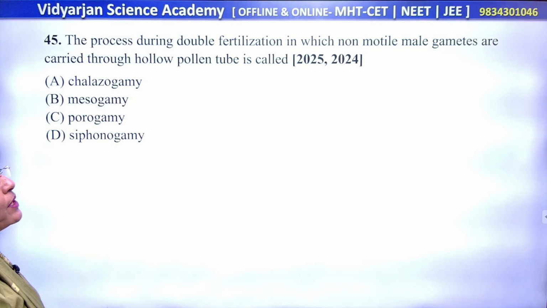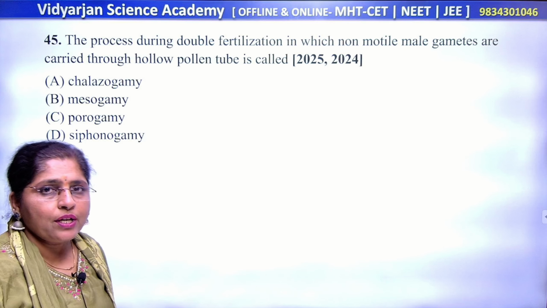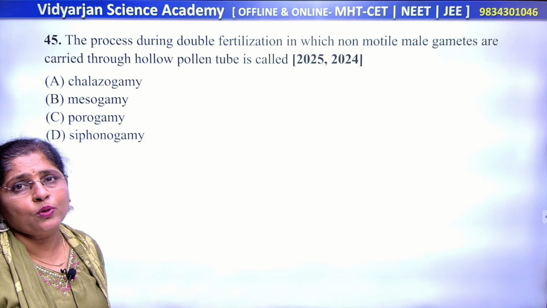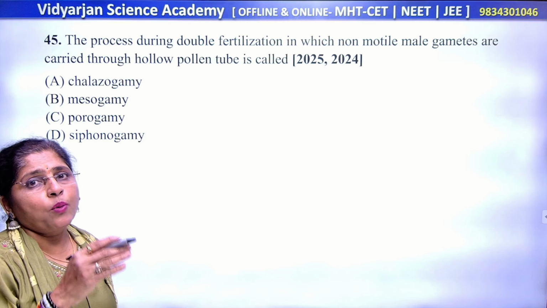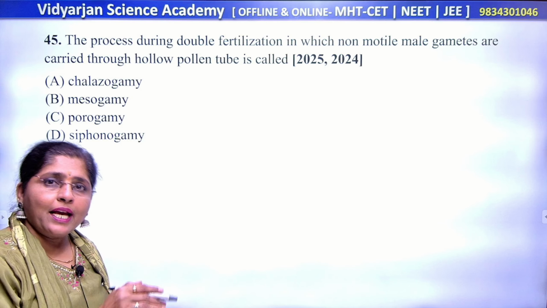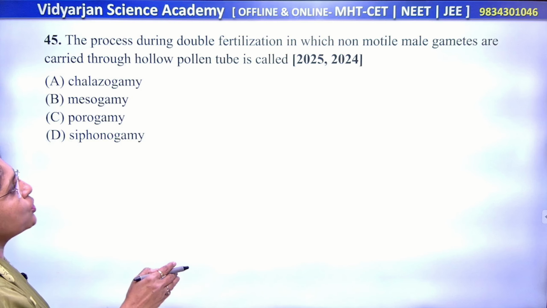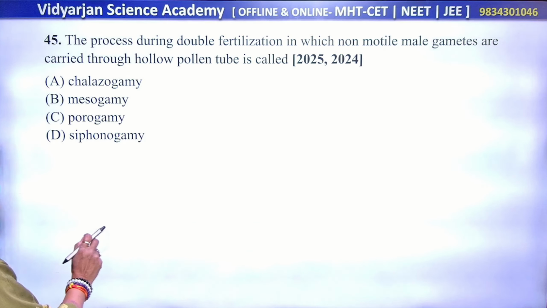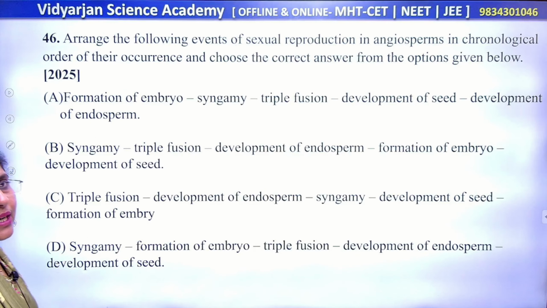The process of double fertilization involves non-motile male gametes. These male gametes are non-motile because they are carried via the pollen tube, and they are piercing here. This pollen tube is going to pierce the ovule, and it will give you the process of fertilization. Got it? Then the next question, number 46.